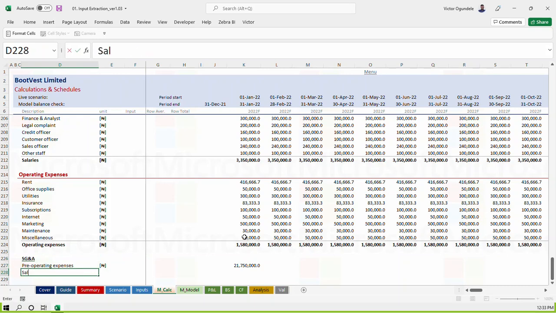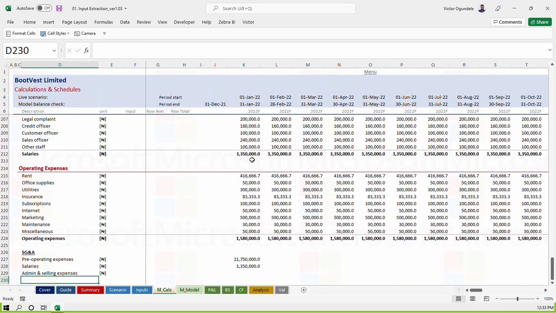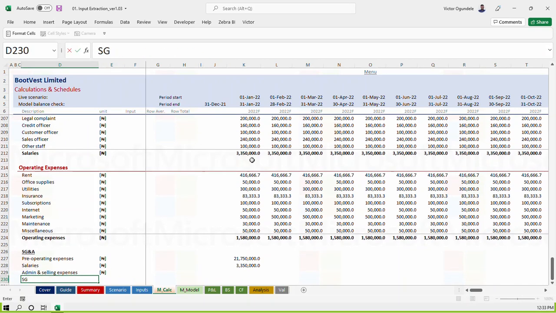Then our salaries, link that here, and our admin and selling expenses. So this will be our SG and A.